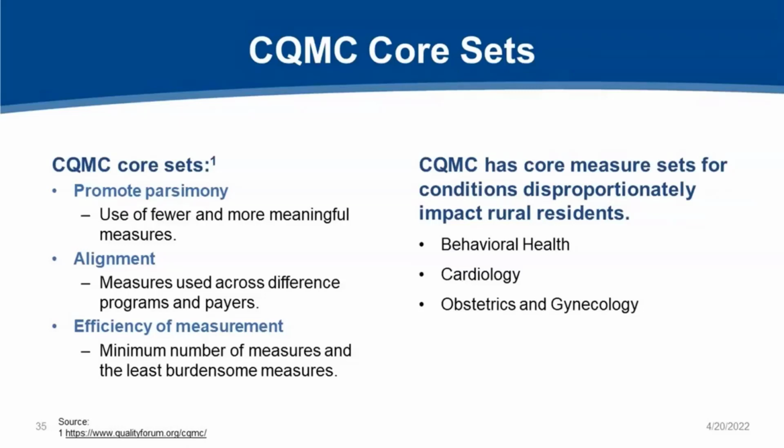While the CQMC core sets are intended for all providers and payers, there are several core sets on conditions that really disproportionately impact rural residents. And we'd say that those are behavioral health, cardiology, and obstetrics and gynecology. Adoption of these core sets by public payers as well as private payers can really reduce the number of measures rural providers report and thus reduce burden. Next slide.